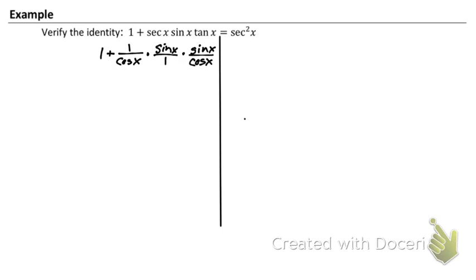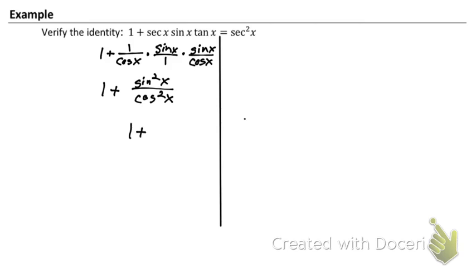Quick reminder of fractions multiplying. You multiply the tops, and then you multiply the bottoms. So you go all the way across. So I'd have 1 times sine. And so we're going to have 1 plus sine times sine is sine squared over cosine times cosine is cosine squared x. Well, that simplifies down to 1 plus sine squared over cosine.